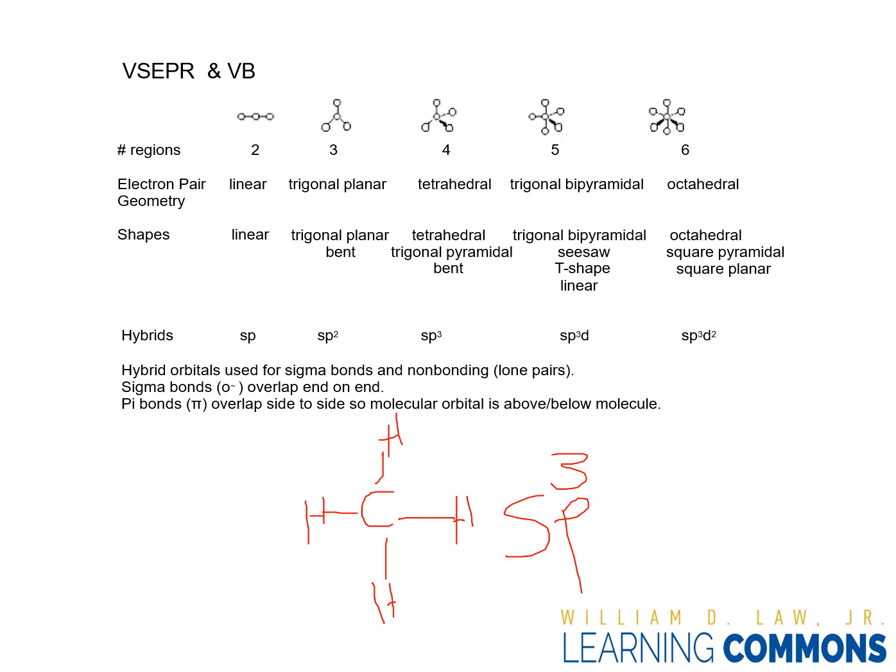And sp3d hybridized is very hard to draw. Just focus on how many bonds: 1, 2, 3, 4, 5, trigonal bipyramidal. And octahedral with sp3d2 hybridized, also 6 bonds: 1, 2, 3, 4, 5, 6.